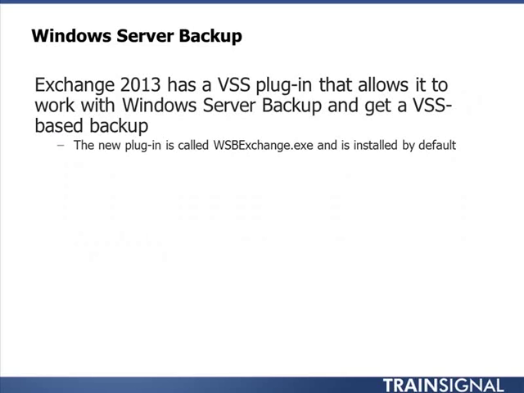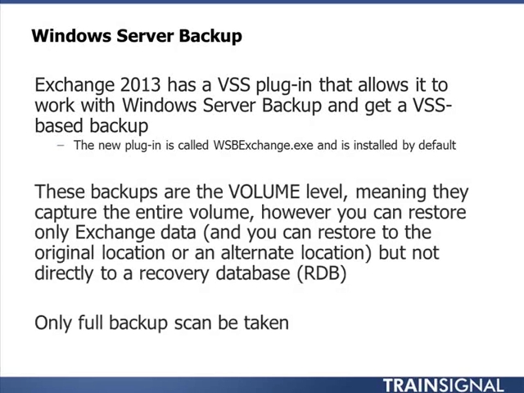Exchange 2013 has a VSS plugin that allows it to work with Windows Server Backup and get a VSS-based backup. The new plugin is called WSBExchange.exe, and it is installed by default, so it's not something that you have to install or worry about. It's already there. You'll see in a moment that Windows Server Backup is not there by default. You actually have to enable this feature on the Exchange Mailbox server in order to work with it and use the plugin, but the plugin itself is actually there. Now, these backups are at the volume level.